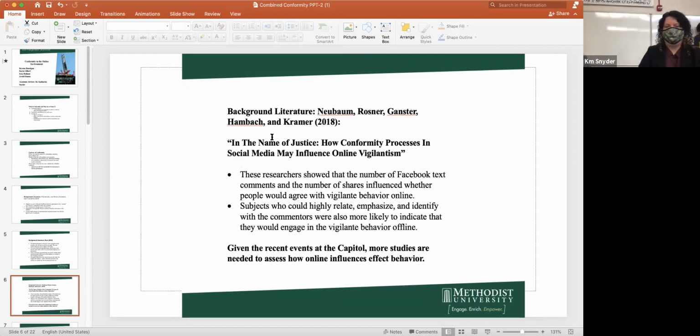Some additional background information we had was Newman et al., 2018, and their quote from that is, "In the name of justice: how conformity processes in social media may influence online vigilantism." These researchers showed that the number of Facebook text comments and the number of shares influenced whether people would agree with vigilante behavior in the online environment. They also found that subjects who could highly relate, empathize, and identify with the commenters were also more likely to indicate that they would engage in vigilante behavior offline.